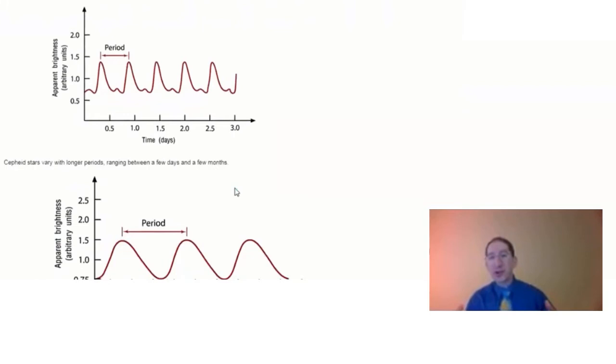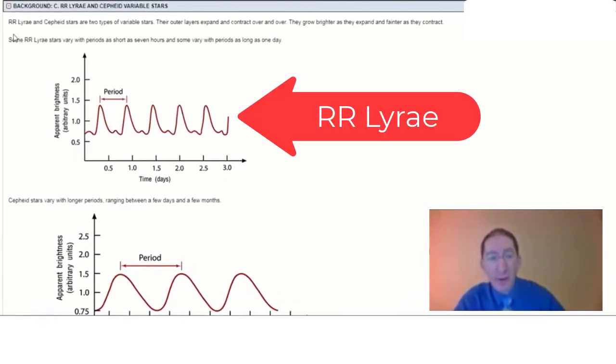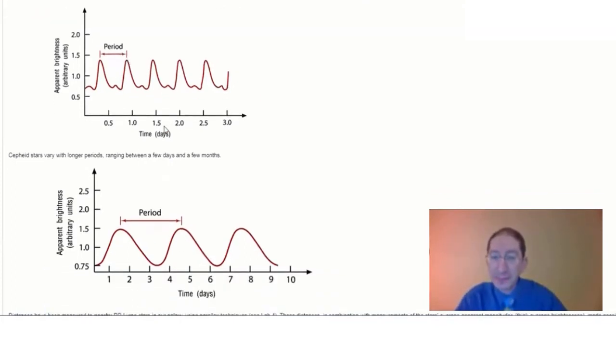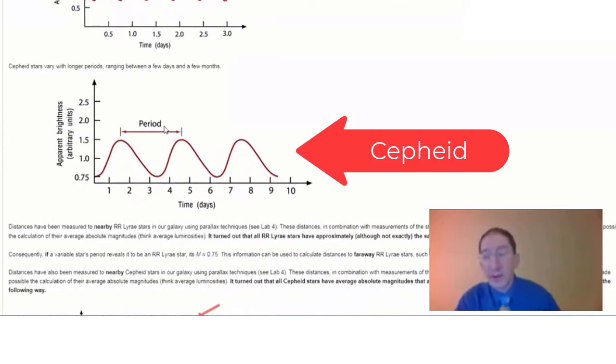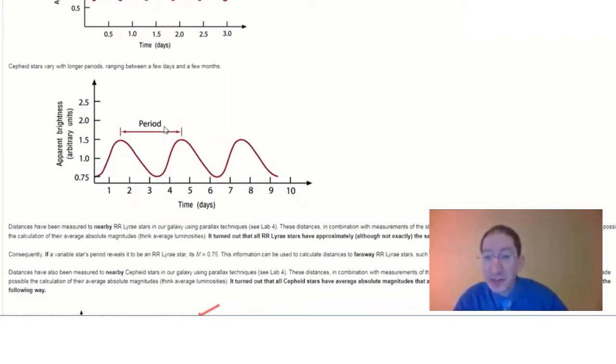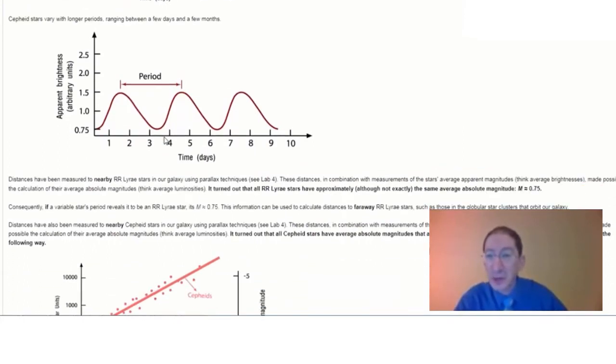These are stars with outer layers that expand and contract over and over and over. As they expand, they go brighter, and as they contract, they grow fainter. Now, there are all sorts of different types of variable stars. We're going to focus on 2 of them, RR Lyrae and Cepheids. RR Lyrae vary with a period that's less than 1 day. Cepheids, on the other hand, vary with periods that are longer than 1 day and can be as much as a few months in duration. Let's start with the RR Lyrae.